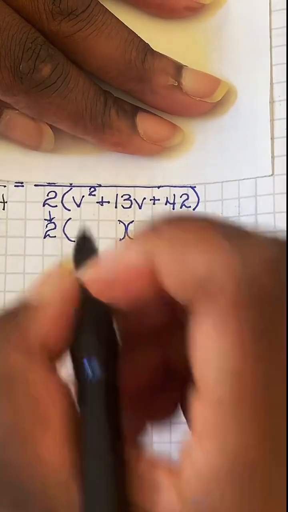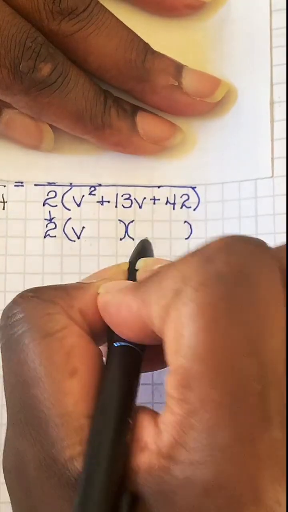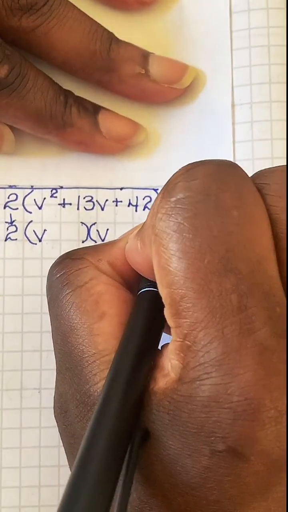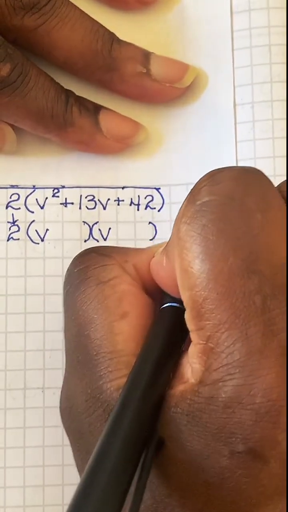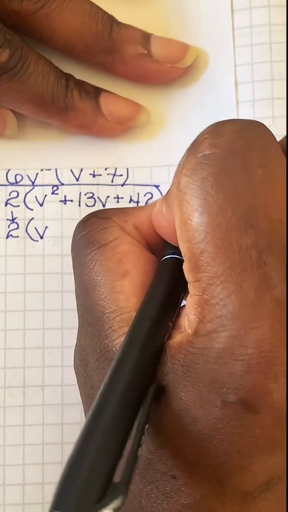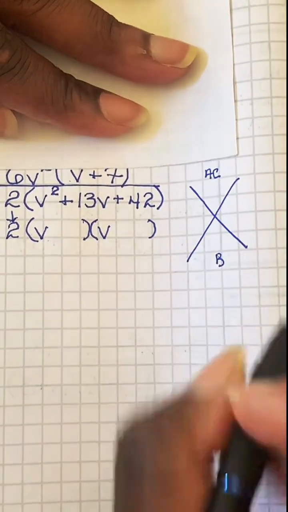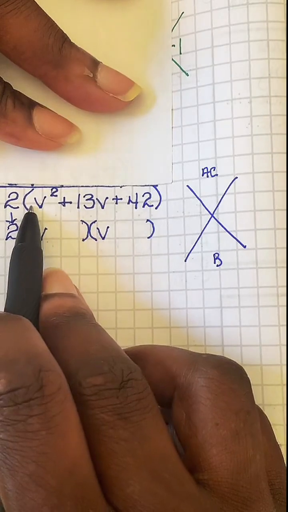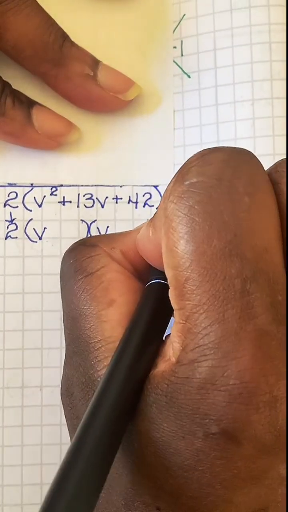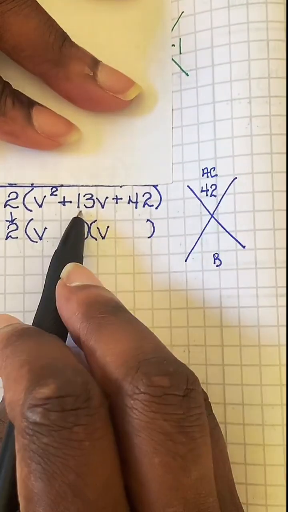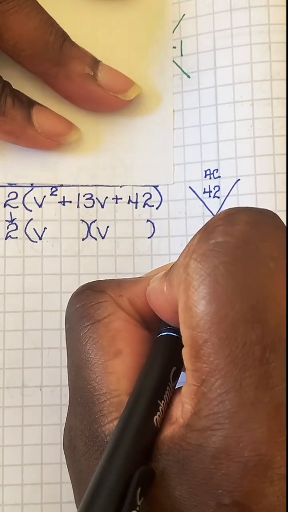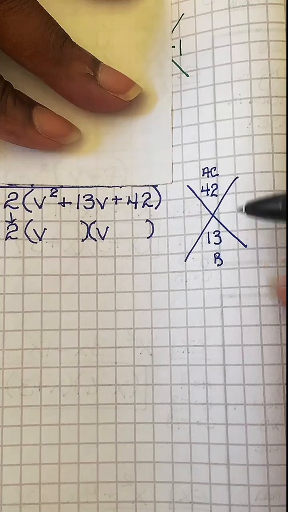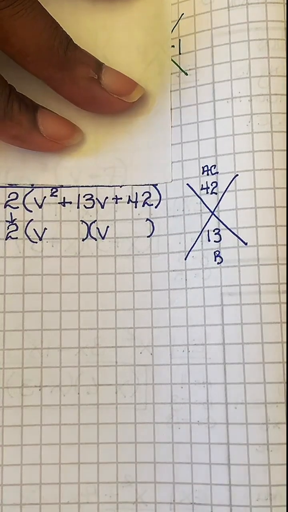My leading coefficient is 1, so I can split the v's up. So now we can use our cross. This is our AC, this is our B. So multiply our A and our C, we get 42. Rewrite our B, which is 13. So now, what two numbers multiply together to give me 42 and add together to give me 13?